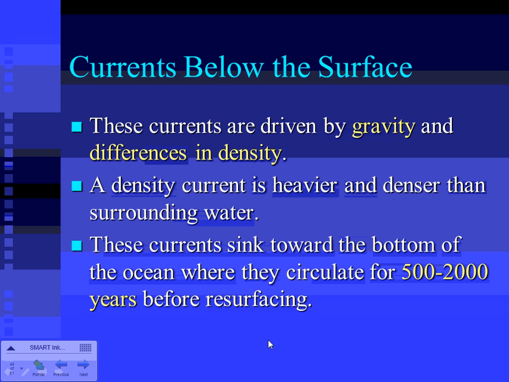These currents sink toward the bottom of the ocean where they circulate for 500 to 2,000 years before they resurface again down at the equator. And these happen in all four of the oceans.